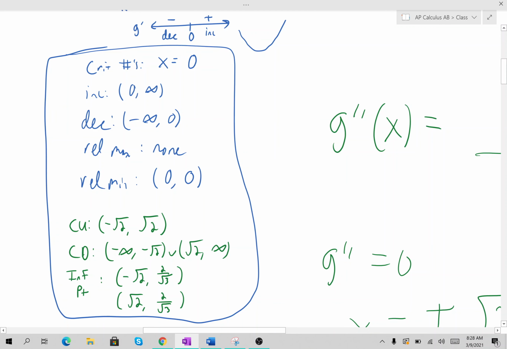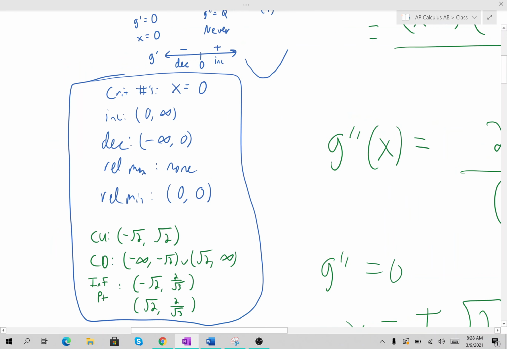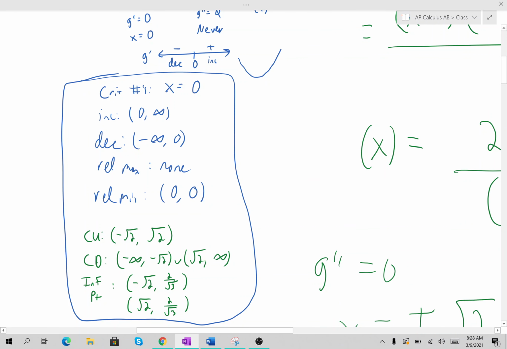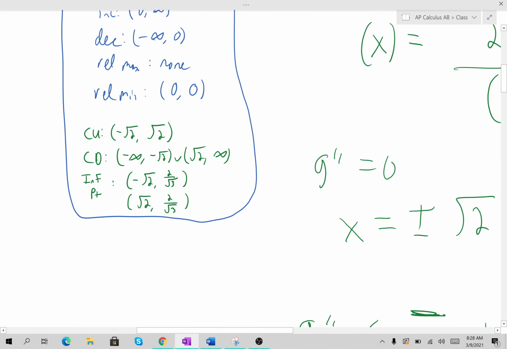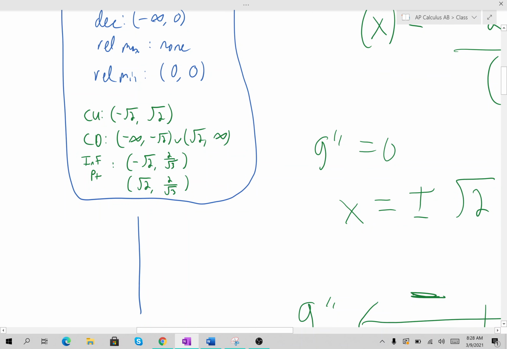Okay, and if you were to graph this function, you would see, look, all this stuff happens. So check it out. This is what this curve looks like.